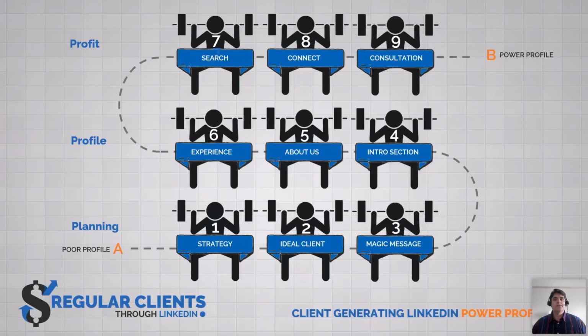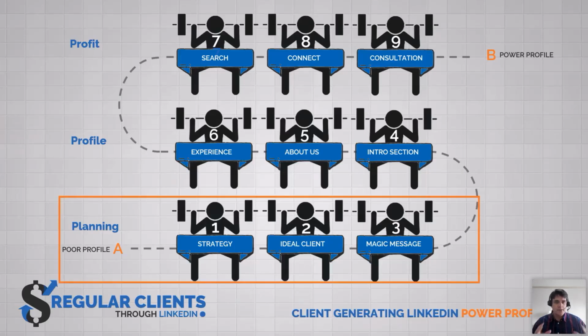And I've got a simple little 3-step system for you, which has got nine parts to it, but all I've done is I've broken up each section into 3 separate sections. So the first is planning. So we're going to talk a little bit about strategy. In other words, why are you on LinkedIn? Because there's actually different reasons and different things that we want to get out of it. And based on why you're on LinkedIn, that's going to affect the rest of your profile.